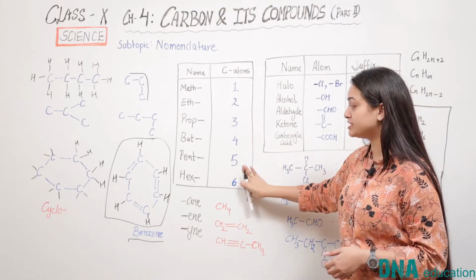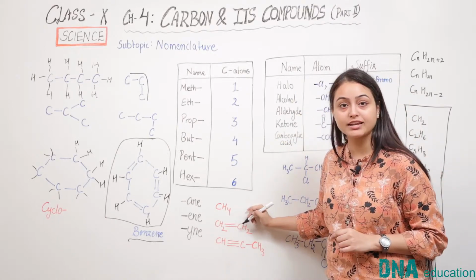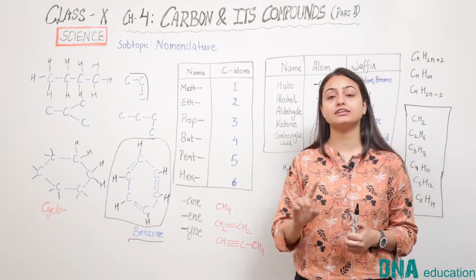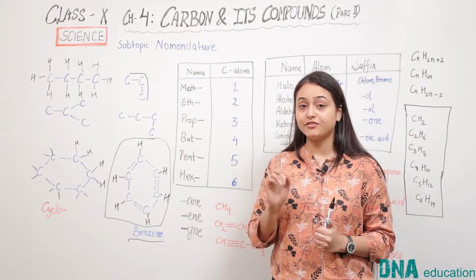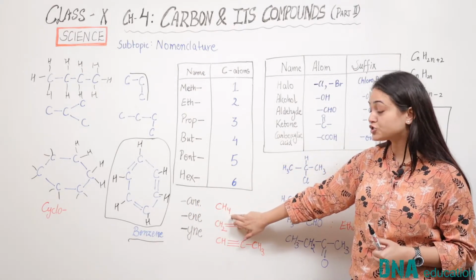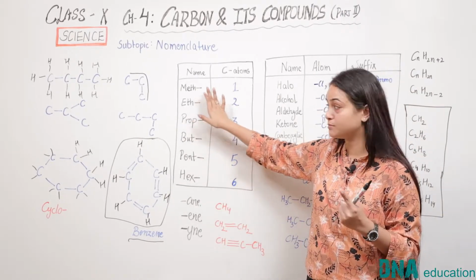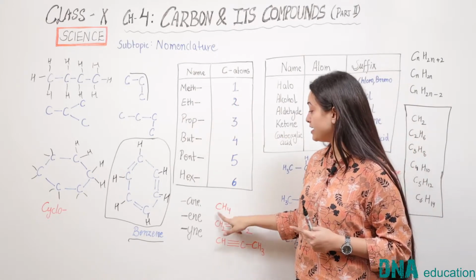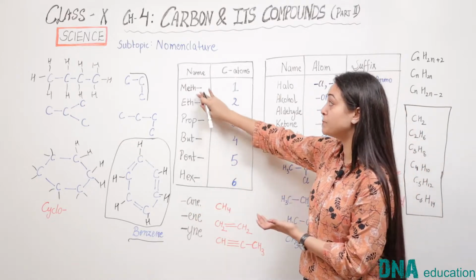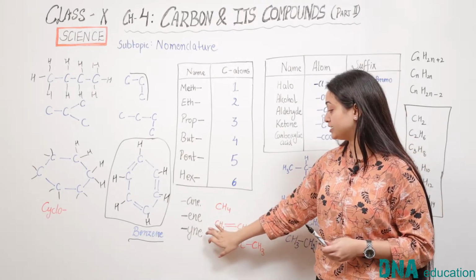Now let us understand with an example. But before that, there is one more nomenclature for saturated and unsaturated hydrocarbons. For example, if a carbon compound contains only single bonds, that is, it is saturated, then we use the suffix "ane" in its name. For example, CH4. In CH4 it has one carbon atom, so we will use the prefix meth because it is for one carbon atom, and it contains only single bonds, so the suffix will be ane and the name becomes meth plus ane, that is methane.